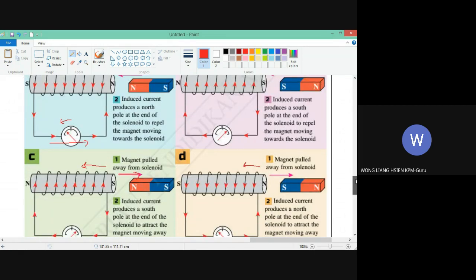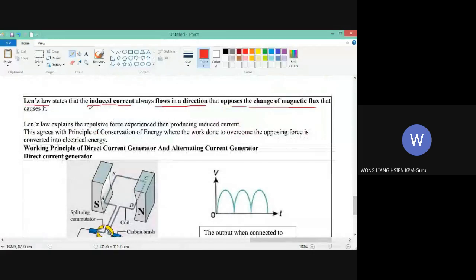So that is what Lenz's law is talking about. Lenz's law explains the repulsive force experienced when producing induced current. It agrees with the principle of conservation of energy, where work done to overcome the opposing force is converted into electrical energy.